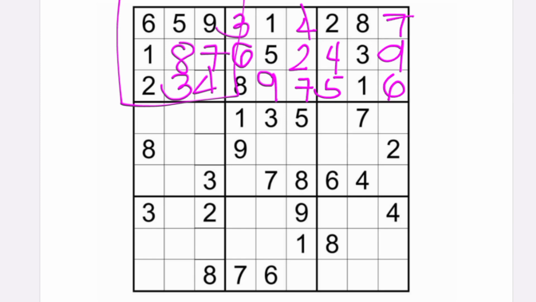So, as you can see, we solved here the first column or the first row. So, I hope my explanation will also help you to solve the Sudoku puzzles.